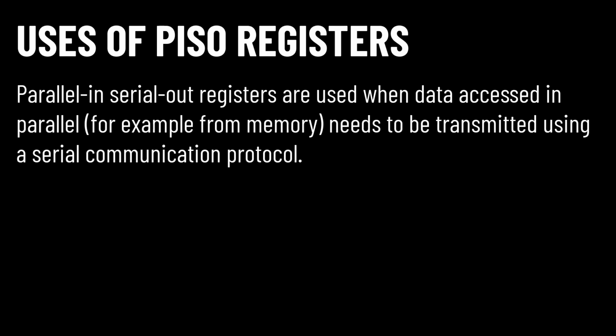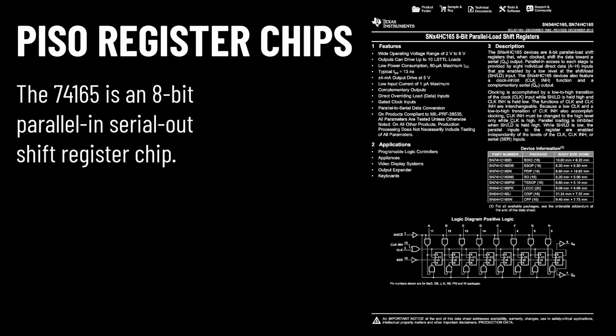Parallel in, serial out registers are typically used when data that's accessed in parallel, for example, data stored in memory, needs to be transmitted using a serial communication protocol. We have an 8-bit parallel in, serial out chip, the 74165. That's the chip that I used in this demonstration. While we do not specifically use that chip in this class, it's not too difficult to figure out.